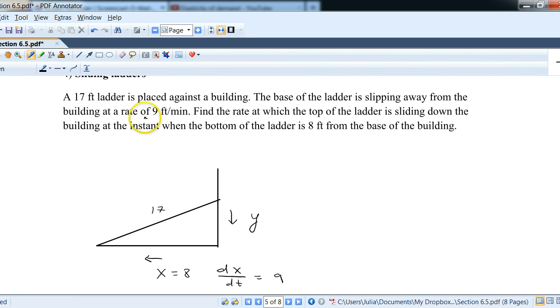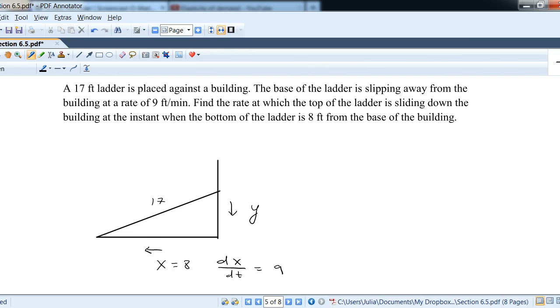So we're given that the base of the ladder is slipping away. We're actually given dx/dt. So be very careful when you label them so you don't get them confused, because they are different. We're also given that the bottom of the ladder is 8 feet from the base of the building. We're actually given x equals 8. Typically one of the sides is not given, and we have to find it using the Pythagorean theorem very shortly. So y is not given.